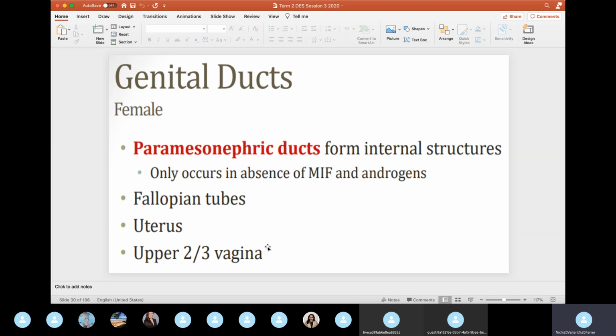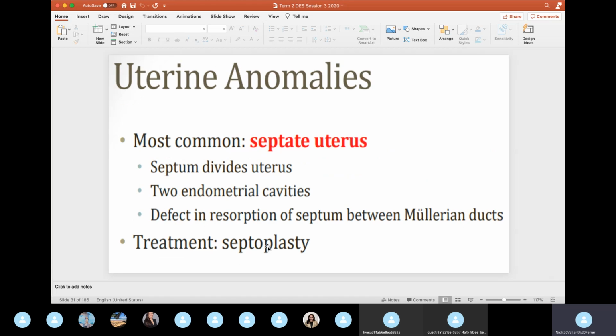Para-mesonephric duct, think about internal female structures. Fallopian tubes, uterus, upper 2/3 of the vagina. It only occurs in the absence of the Mullerian inhibitory factor secreted by the Sertoli cells and androgens secreted by the Leydig cells. Now let's talk about some pathology.